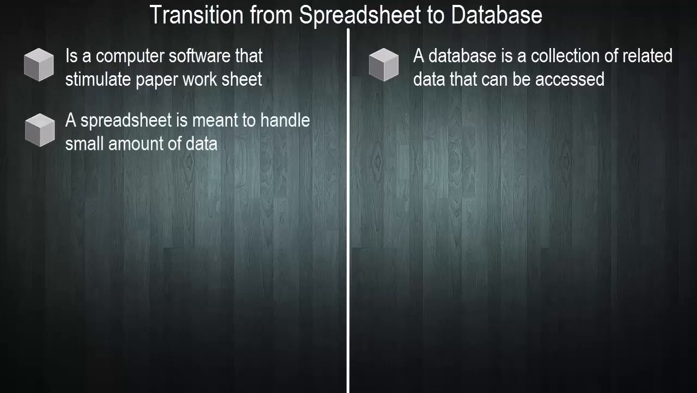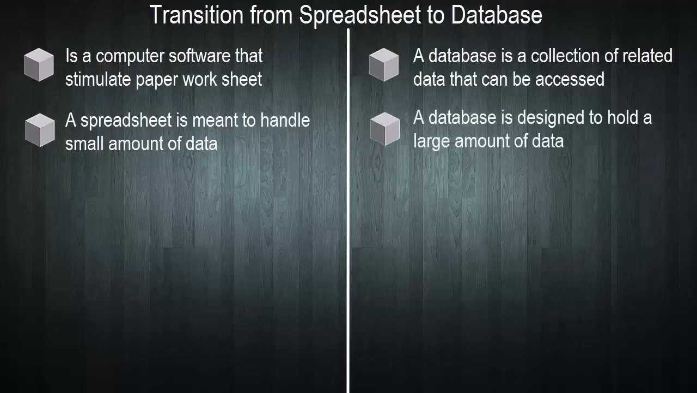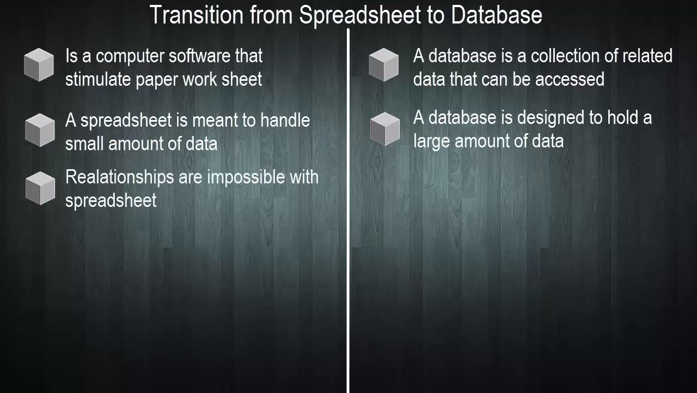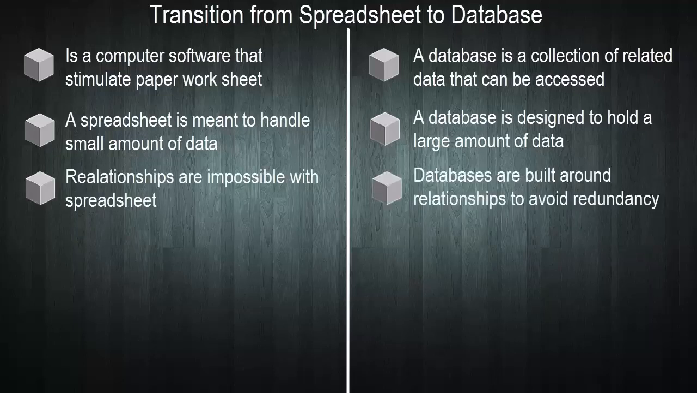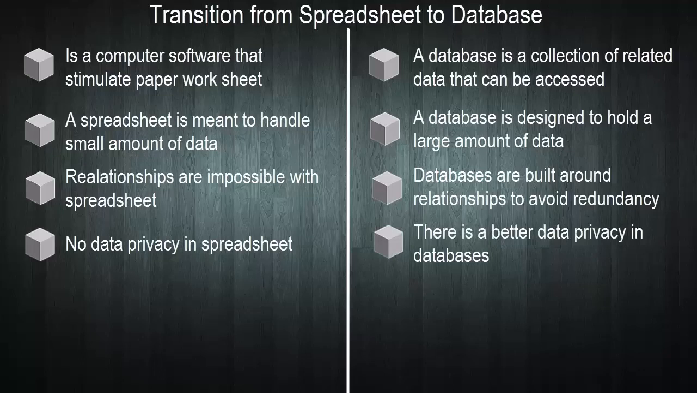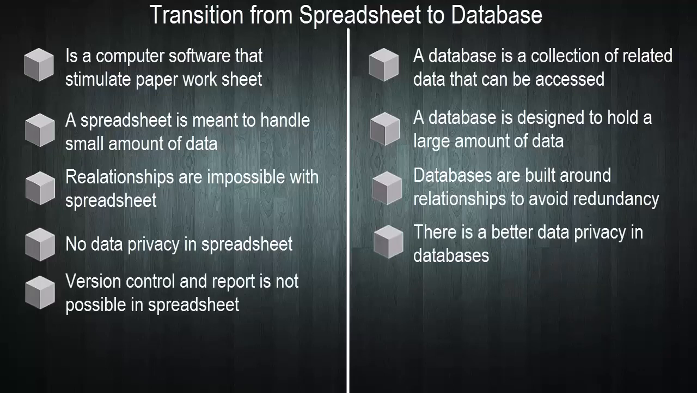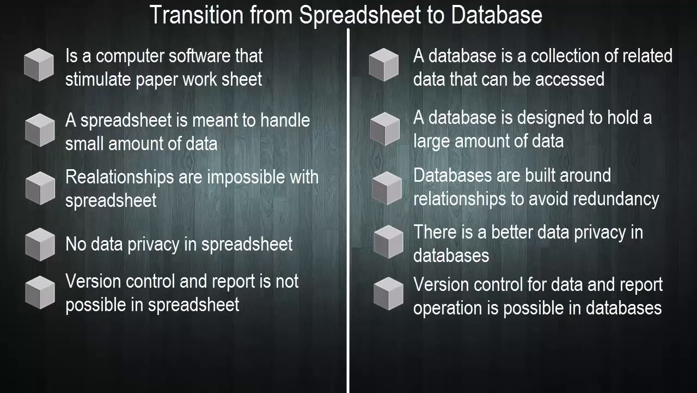A spreadsheet is meant to handle a small amount of data. Too much data is impractical to handle in a spreadsheet as it becomes more difficult for a user to edit it. A database is designed to hold a large amount of data, a lot, compared to a spreadsheet. Relationships are impossible with spreadsheets, while databases are built around relationships to avoid data redundancy. There is almost no data privacy in spreadsheets, while there is data privacy in databases. Version control for data and reports is not possible in spreadsheets, but version control for data and report operations is possible in databases. So these are some of the reasons you may prefer a database system to a spreadsheet.